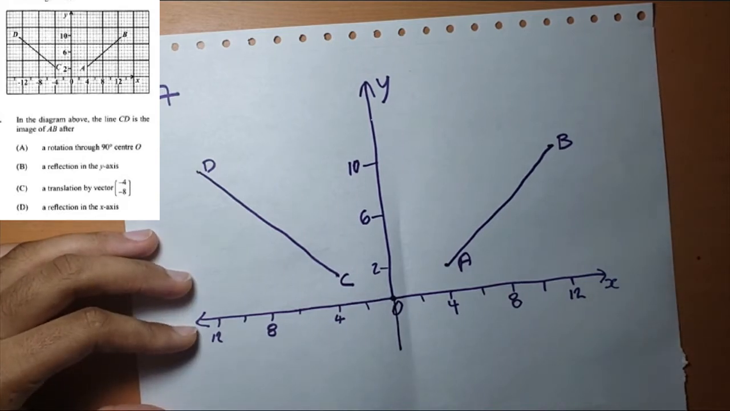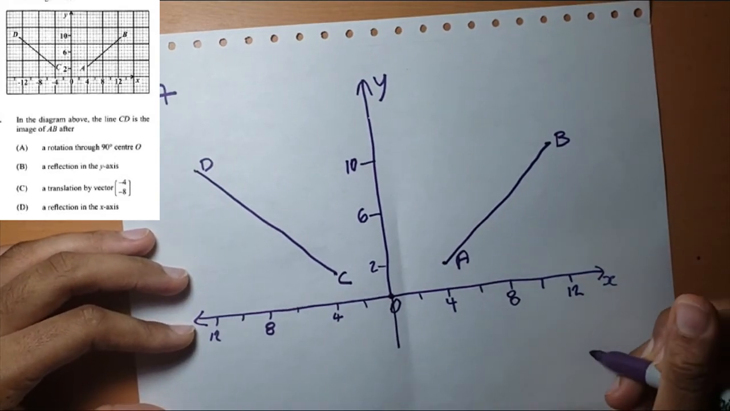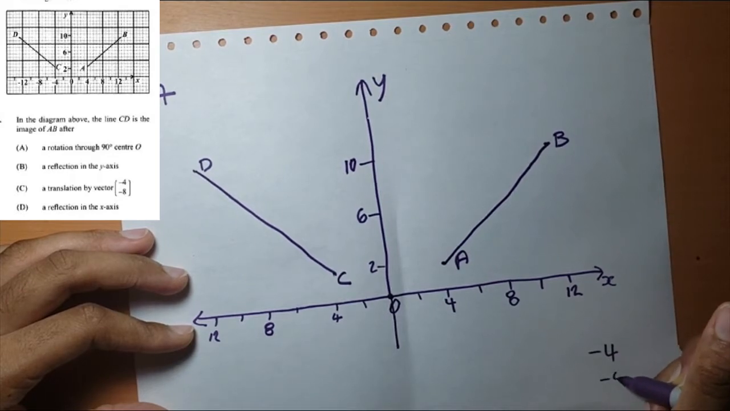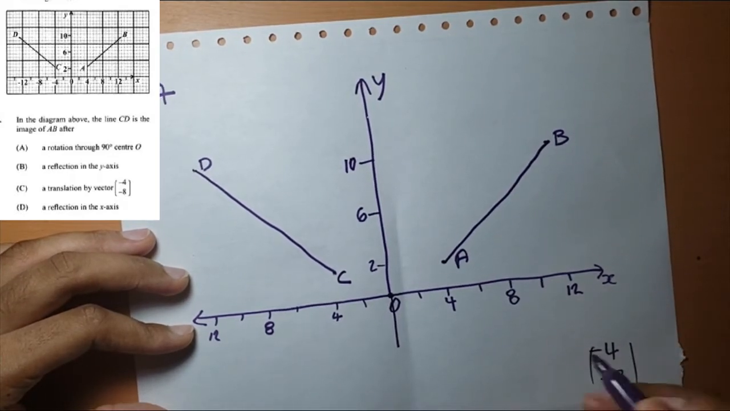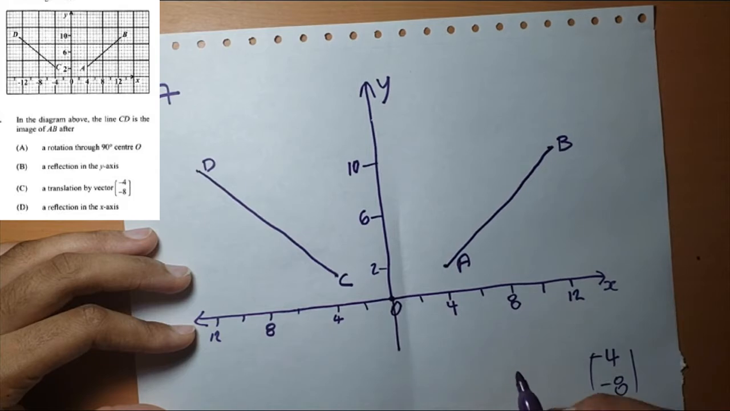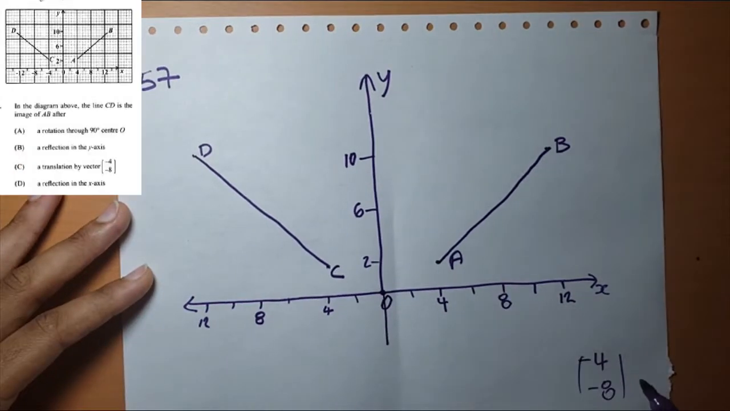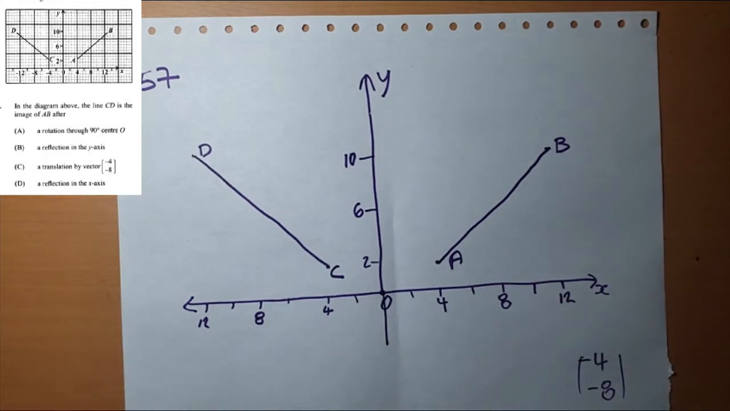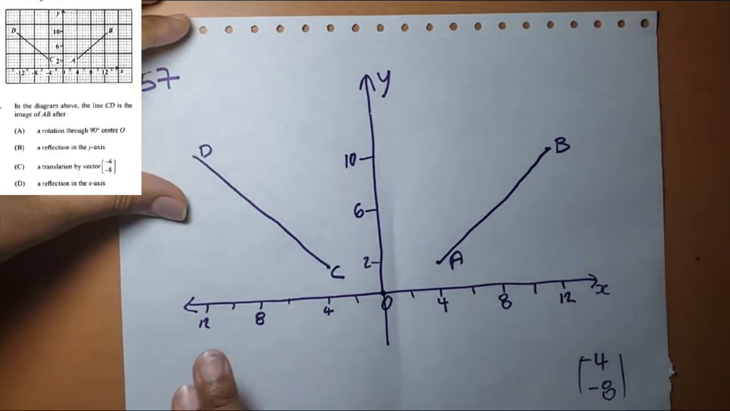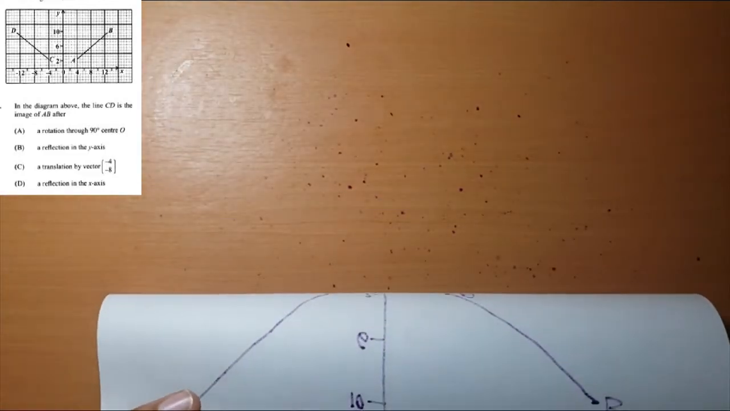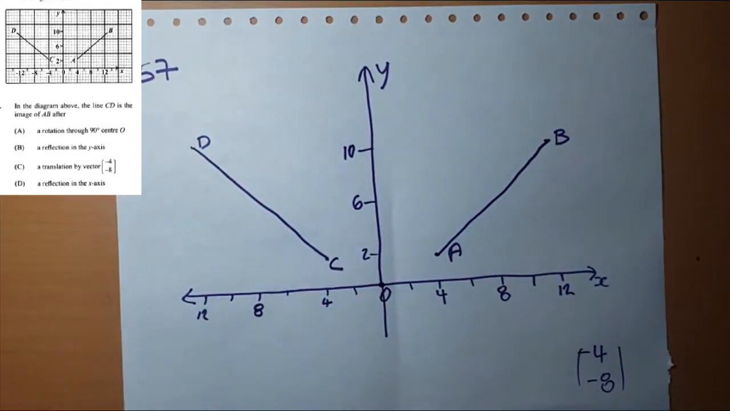Is it a translation by vector negative 4, 8? So this is the original one, and the coordinates of this are 4, 8. No, it is not. You can add the translation vector to the original and you will see that. Is it a reflection on the x-axis? So this is the x-axis. If you fold the paper, it does not go down there. So it is a reflection in the y-axis, because if you were to fold the paper on the y-axis, then they would meet up.